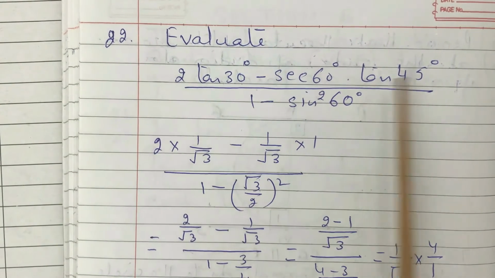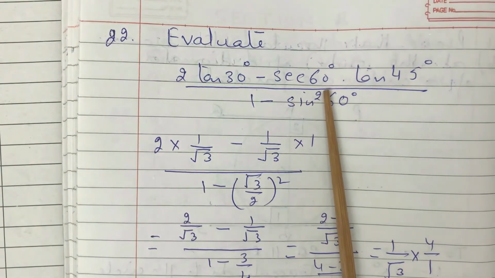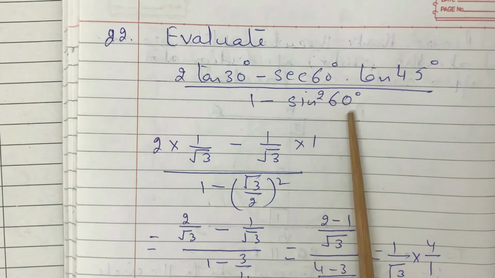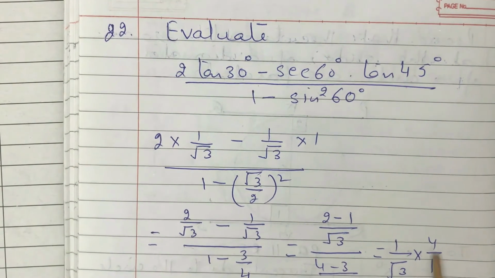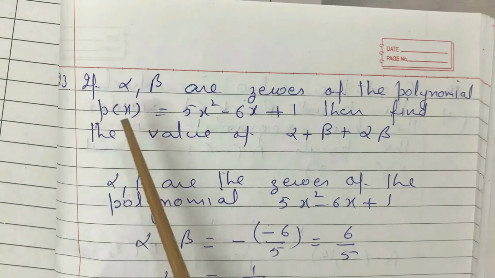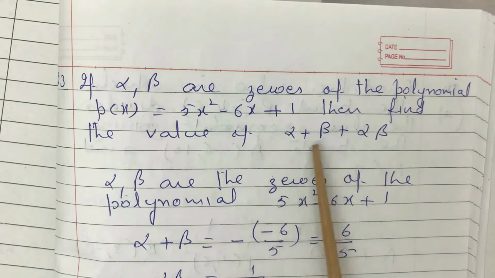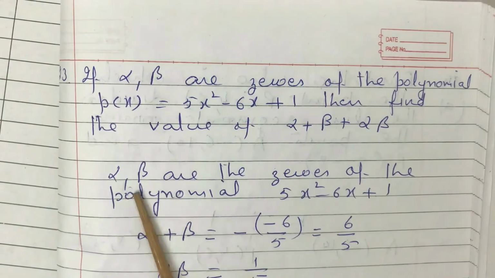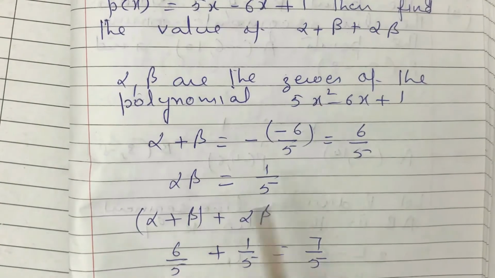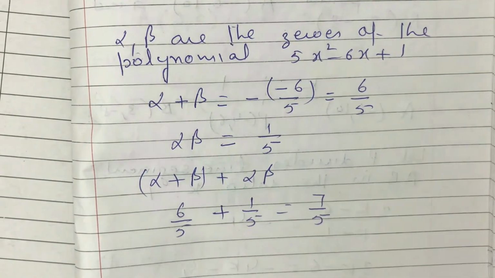You know the values of all these. Tan 30 degrees is 1 by root 3, sec 60 degrees, that is 1 by root 3, tan 45 degrees is 1, sin 60 degrees is root 3 by 2. Just solve this, you will get 4 root 3 upon 3. Now 23rd question, if alpha, beta are the zeros of the polynomial p(x), then find the value of alpha plus alpha beta. Now alpha, beta are the zeros of this polynomial. Write the sum of the zeros, write the product of the zeros, substitute the values in this equation, and then you will get 7 by 5. That is the answer.